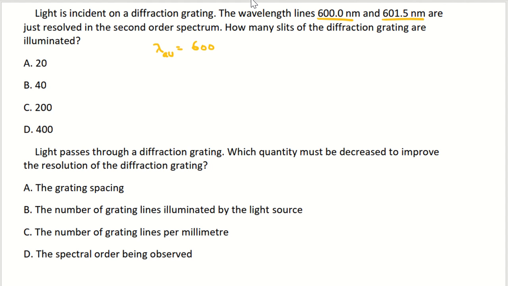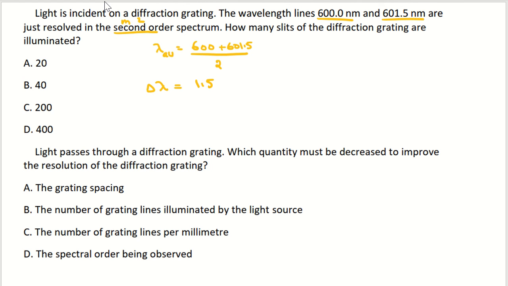600 plus 601.5 times 10 to the power of minus 9. No need here to convert because it's a ratio of wavelength over 2. Okay, and the difference in wavelength, as you can see, it's 1.5. Okay, and m is 2, the second order.